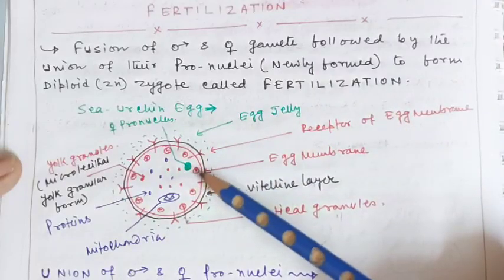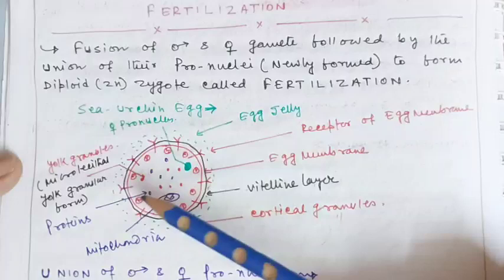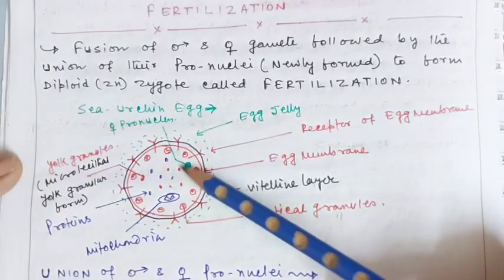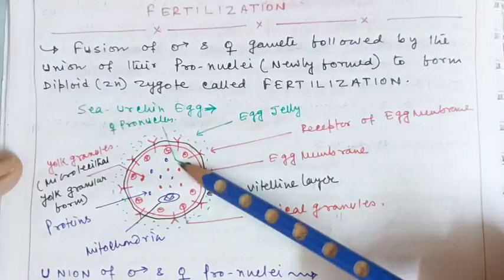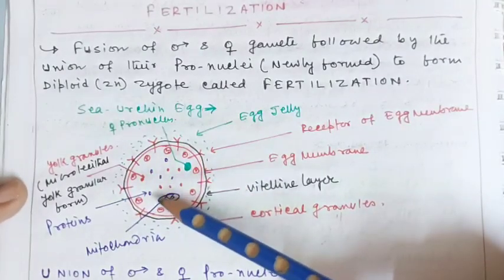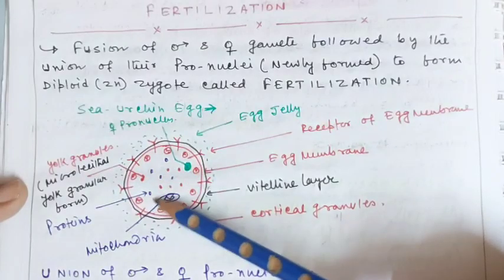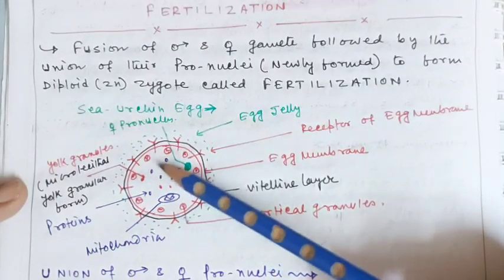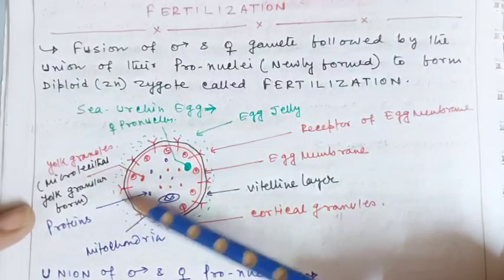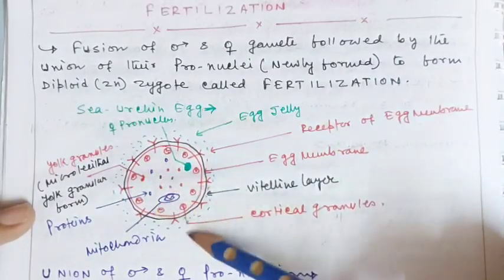This egg membrane covers the protoplasm, and protoplasm is made up of cytoplasm and nucleus, but this nucleus is not fully formed and is called the female pronucleus. In the cytoplasm you can find different types of structure. The mitochondria and the protein droplets can be found in the cytoplasm. And since the egg is microlecithal, a small amount of egg granules can also be found in the cytoplasm.